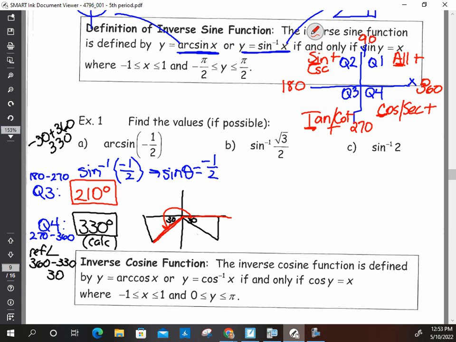So we use the reference angle, we put it in the third quadrant, since that's what we needed, and then we measured off the angle. That's it. You've got your two answers. Problem's over.